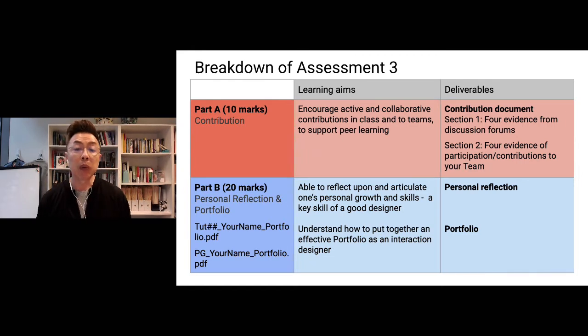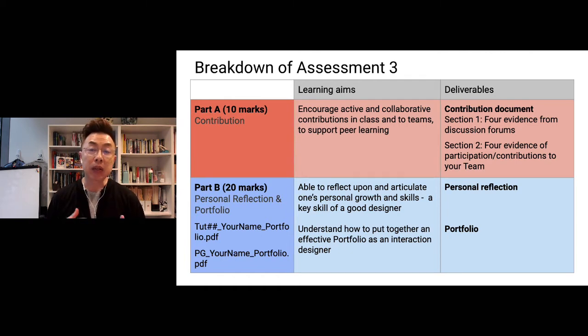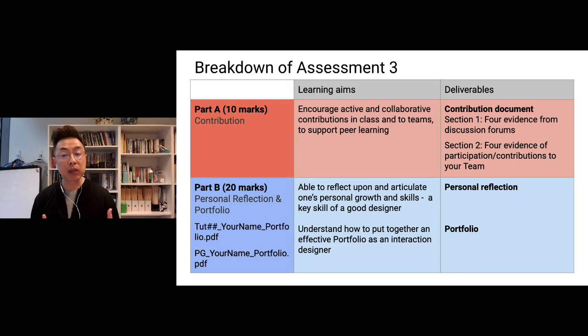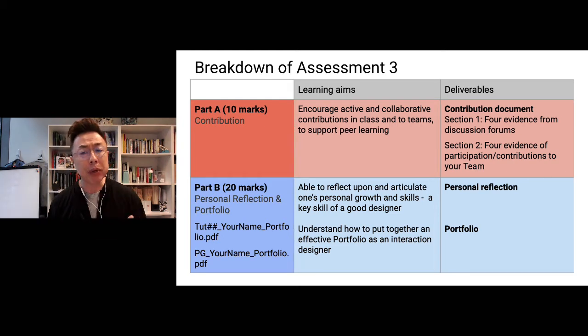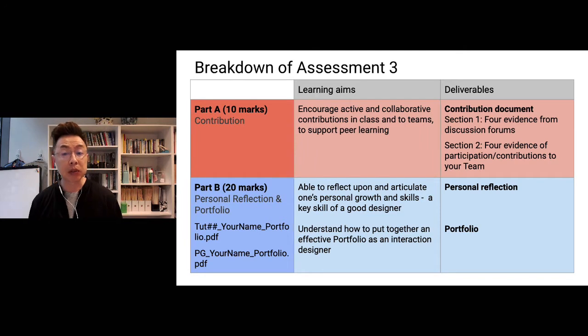For the first one, we want to see 4 pieces of evidence, basically screenshots. My suggestion is that when you start posting things, when you start contributing things to the discussion forum, in section 1, start taking screenshots of what you posted. We want to see four screenshots. So you select 4 out of the many things that you post during the semester, 4 pieces of evidence from discussion forums.